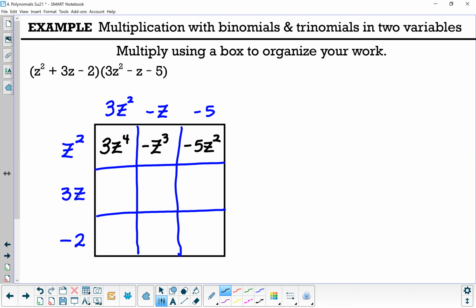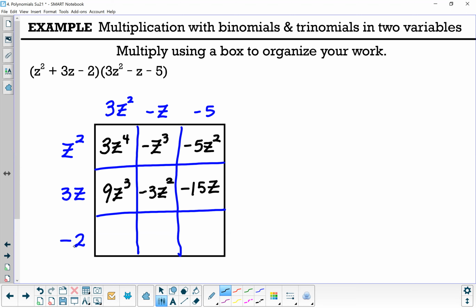All right, 3z times 3z squared. So that's going to give me positive 9z cubed. 3z times the negative z, so that's going to give me negative 3z squared. And then 3z times the minus 5, so that's going to give me negative 15z.